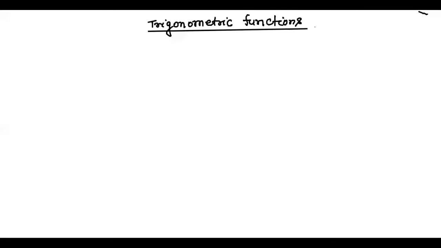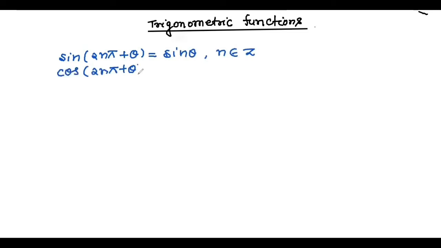We have discussed that sine theta and cos theta are periodic functions, each with period 2 pi. So based on that, we have discussed sine of 2n pi plus theta equals sine theta, where n belongs to integers, and cos of 2n pi plus theta equals cos theta, where n belongs to integers.